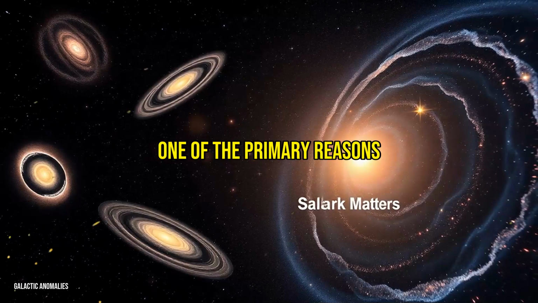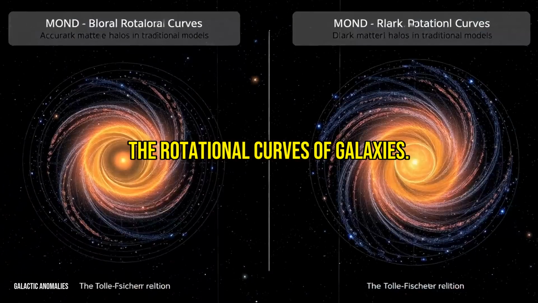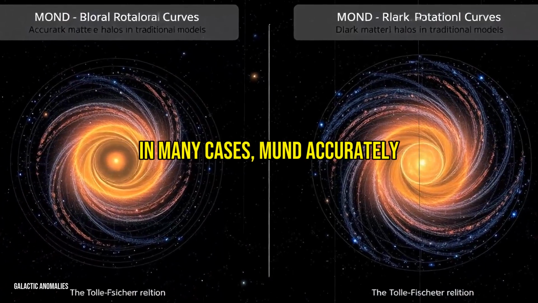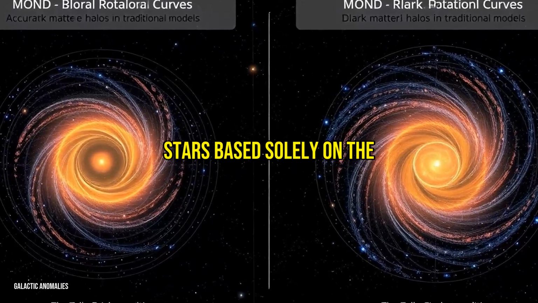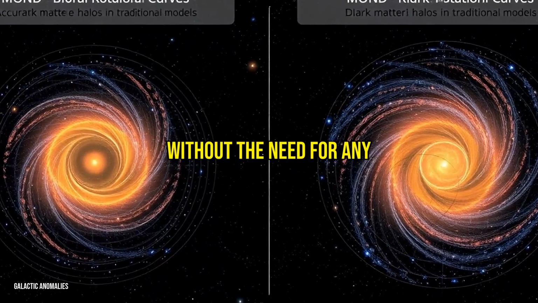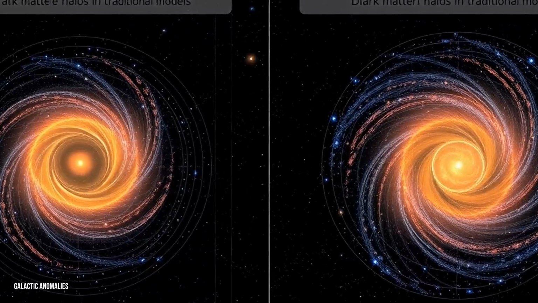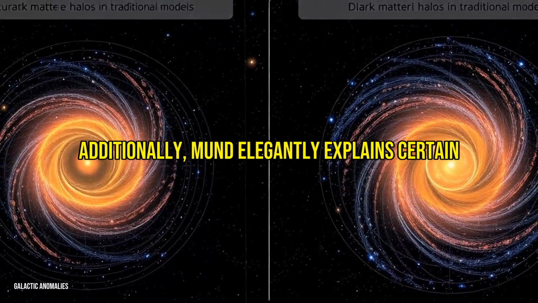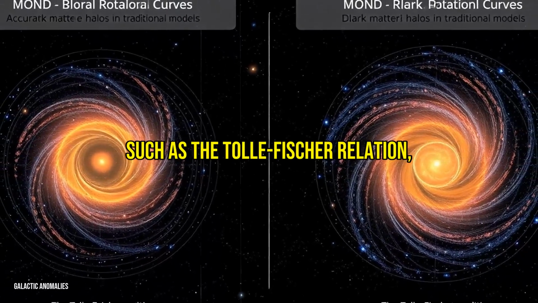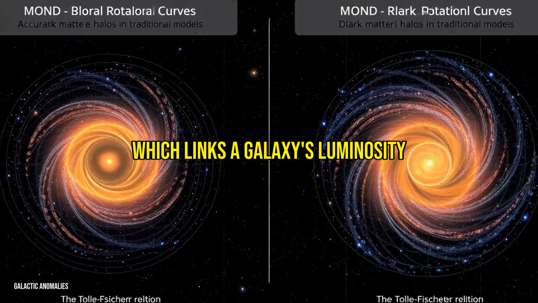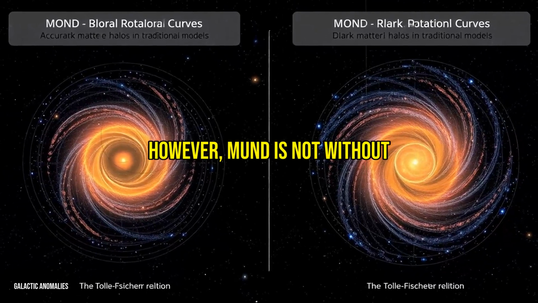One of the primary reasons some scientists favor MOND is its remarkable success in predicting the rotational curves of galaxies. In many cases, MOND accurately matches the observed velocities of stars based solely on the visible matter in a galaxy, without the need for any fitting parameters associated with dark matter halos. Additionally, MOND elegantly explains certain empirical relations observed in galaxies, such as the Tully-Fisher relation, which links a galaxy's luminosity to its rotational speed. However, MOND is not without its challenges.